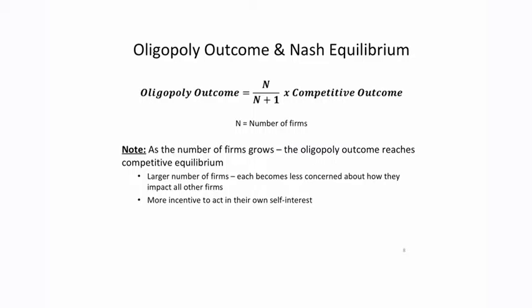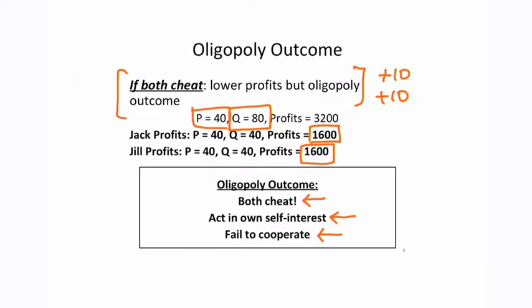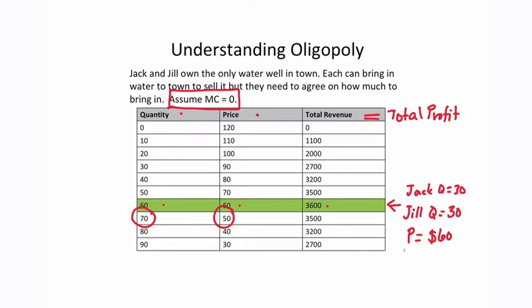The oligopoly outcome can be calculated as n divided by n plus 1, where n is the total number of firms in the market, multiplied by the competitive outcome. Now, the competitive outcome, if we look back on the table, is going to be at the point where our marginal revenue is equal to our marginal cost. And that's going to be a point where we're producing 90 units at a price of 30.